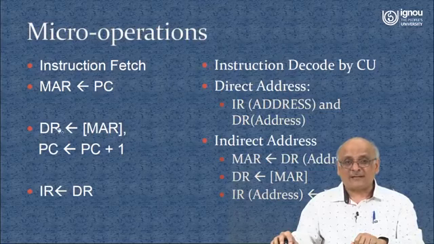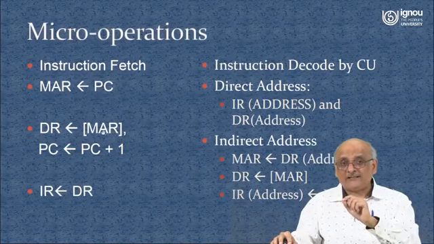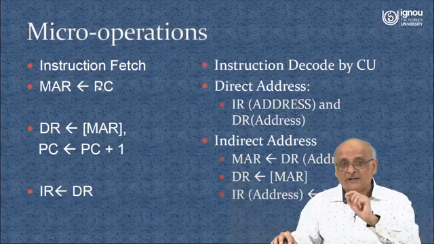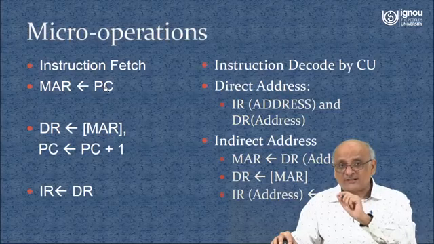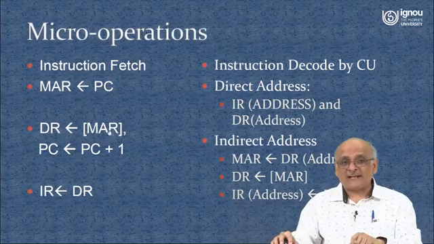So this is the second micro operation. Whatever location has been pointed to by the memory address register, that is, the PC was the address of the memory location where the next instruction is residing. That instruction now comes to the DR register, so DR gets that information.